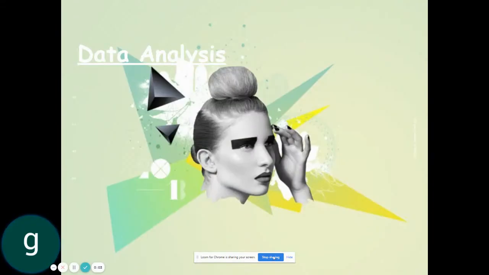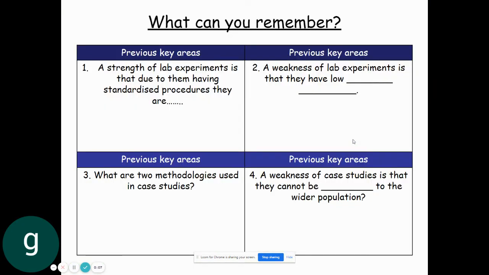In this short video, we're going to look at the first section of data analysis, which mainly covers how to take an average and how to do a standard deviation.